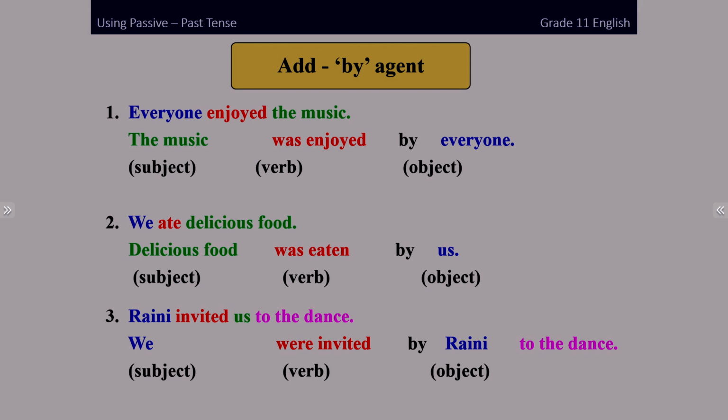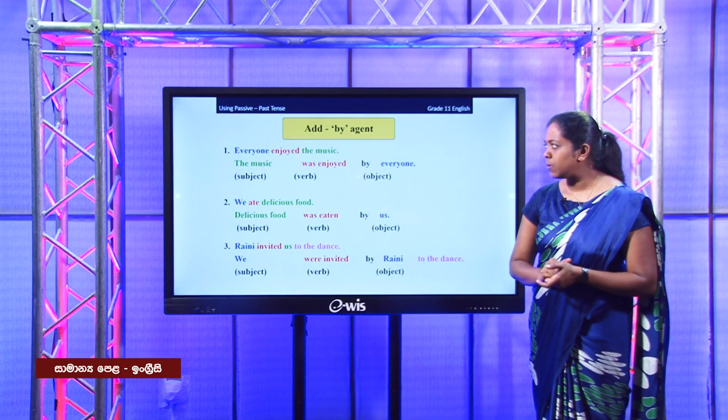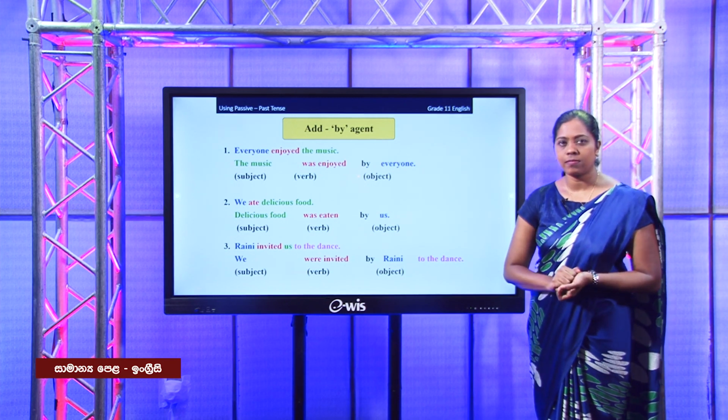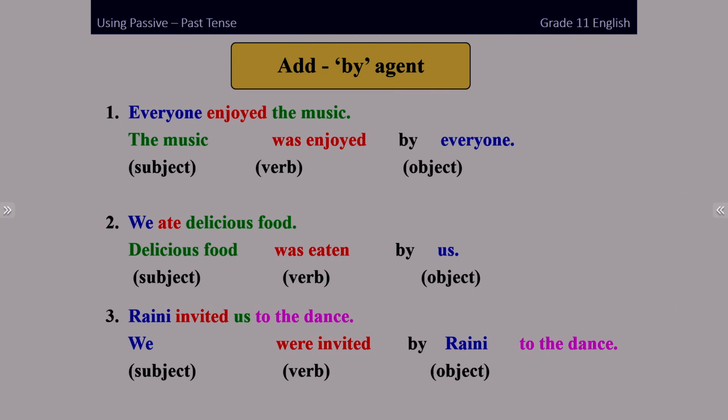The music, verb changes into past participle along with the helping verb. Was enjoyed. Everyone. Does it sound complete? The music was enjoyed, everyone. No, right? So we use the word by here to indicate the doer, the person who has done the work. Music was enjoyed by everyone, right?